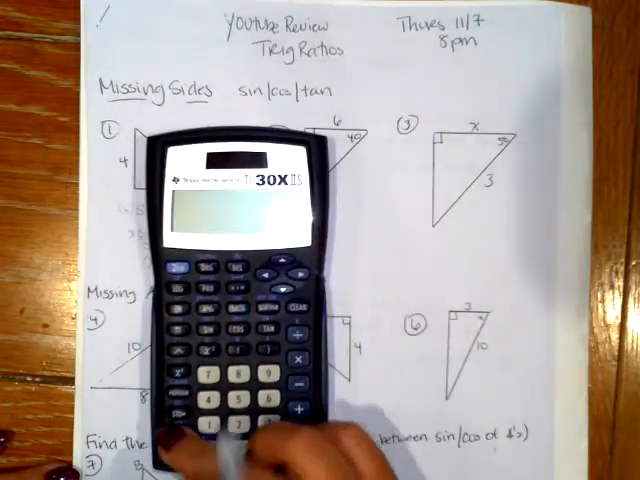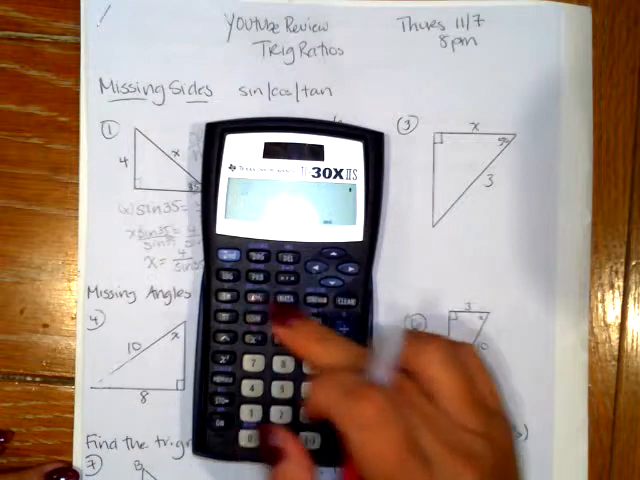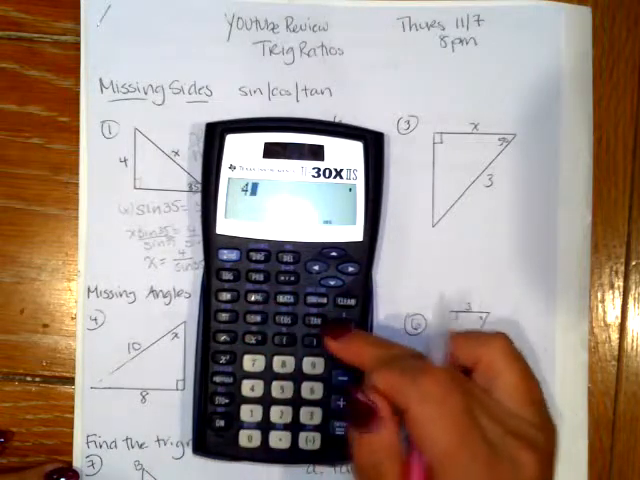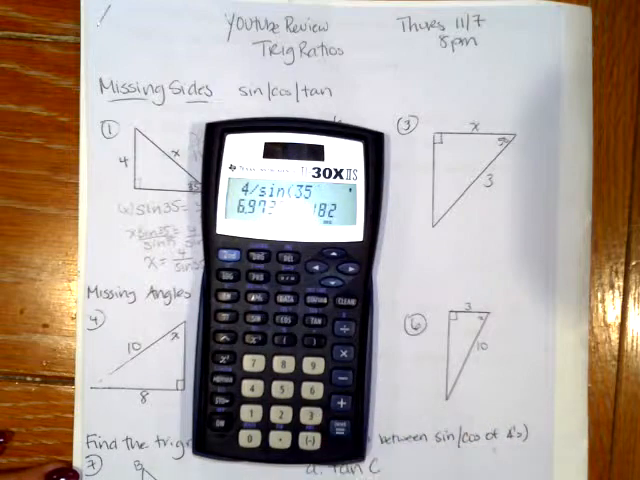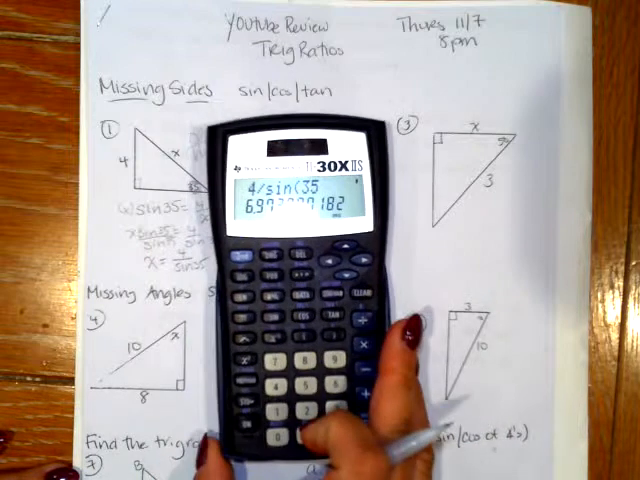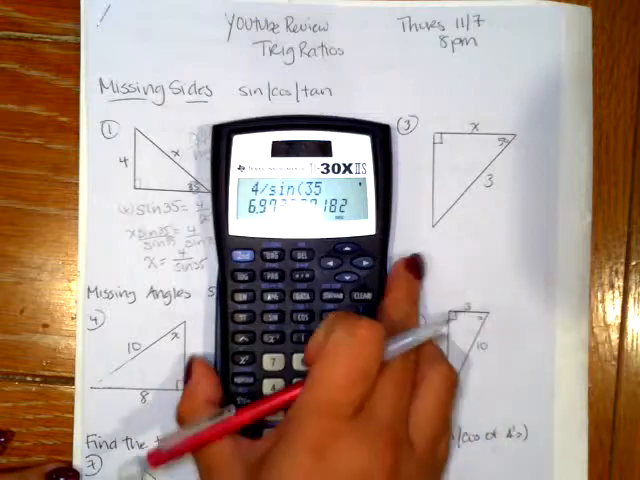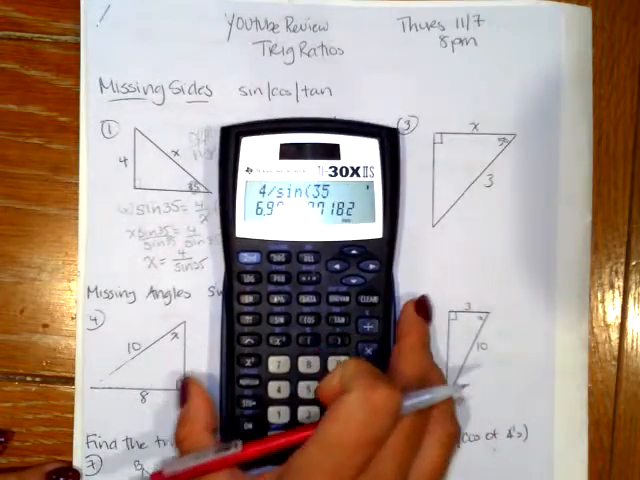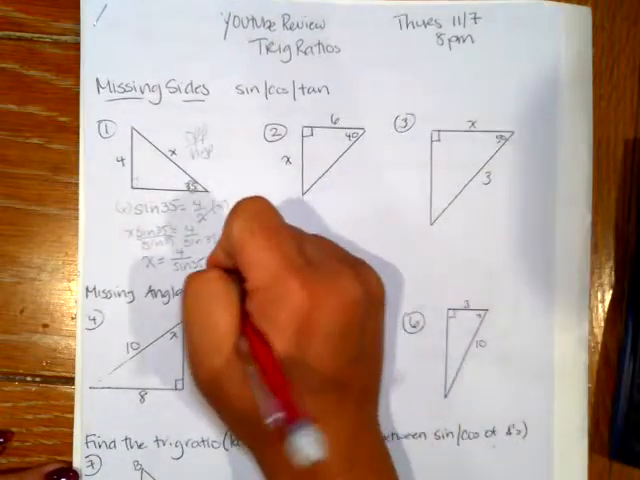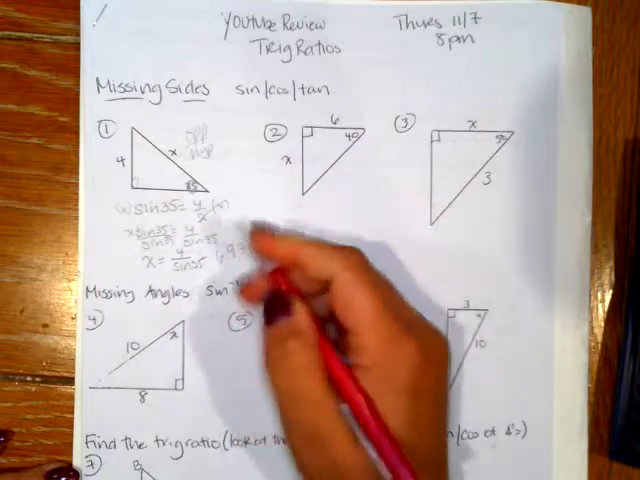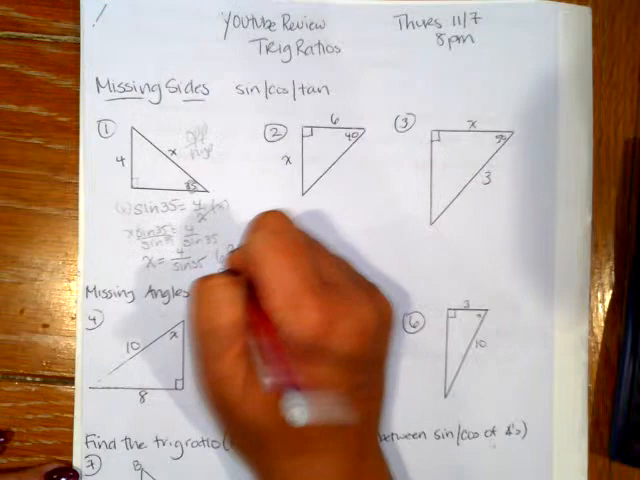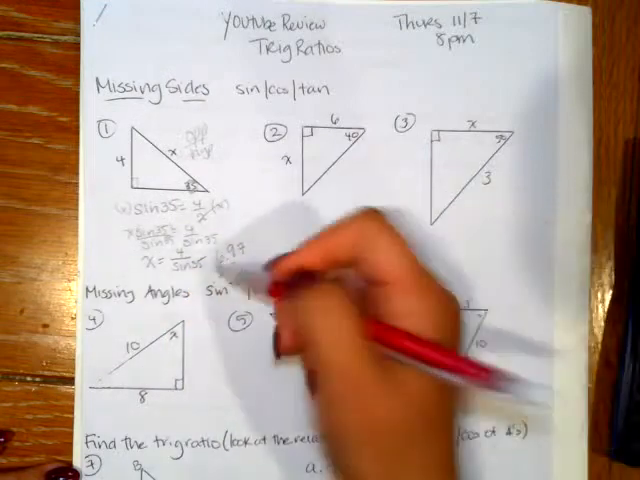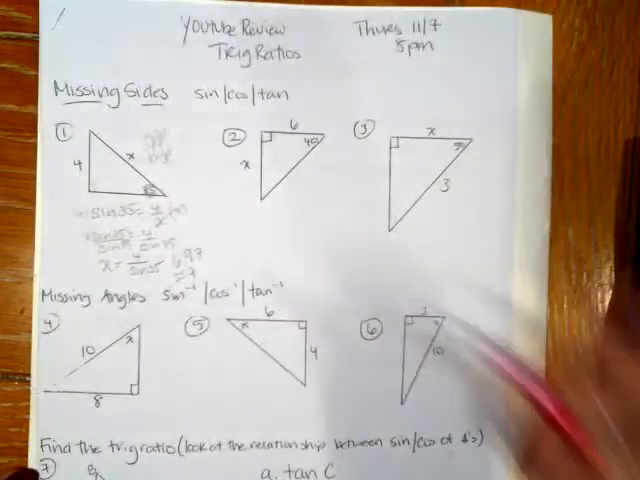All right, on your calculator, 4 divided by sine 35. I think on your exam, you're going to be rounding to the nearest tenth. That gets me 6.97. If I round it up, it's going to be approximately 7. So remember, we use approximations, not exact unless it's there. All right, number 2.